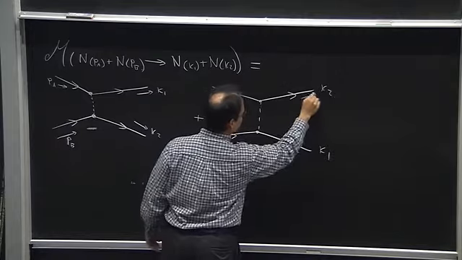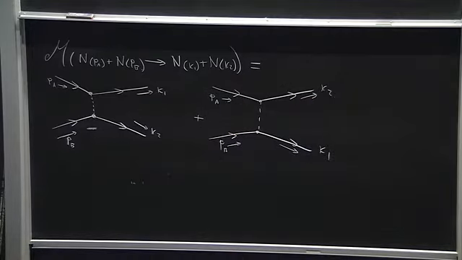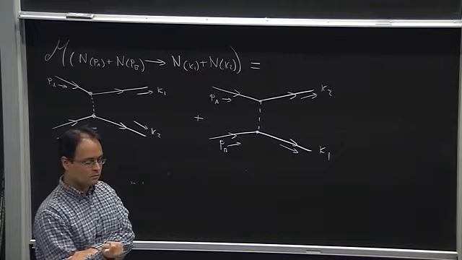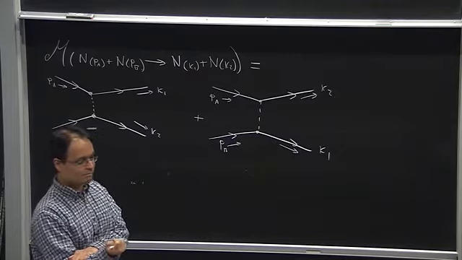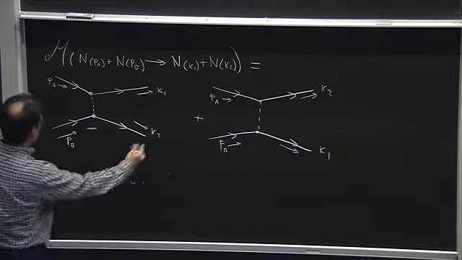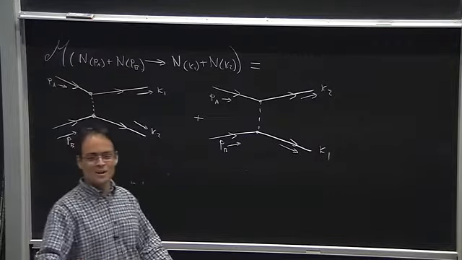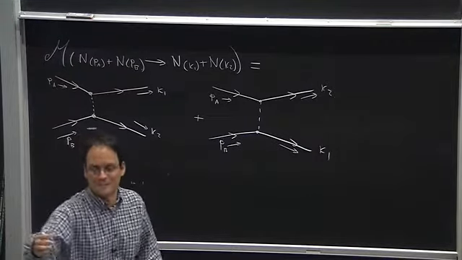So this is K1 and this is K2. Now, am I missing any diagram? Is there any other possibility? Which one? But that's not scattering with nucleon anti-nucleon. Yeah, I think we're done. At least I cannot imagine drawing anything else. Maybe there is something else. If there is, say it now or don't say it until the end of the lecture.